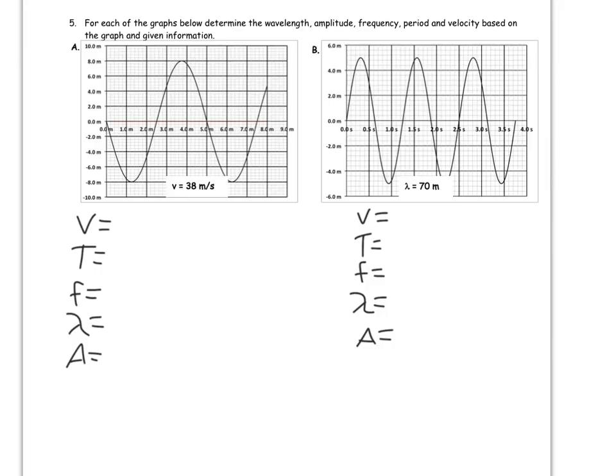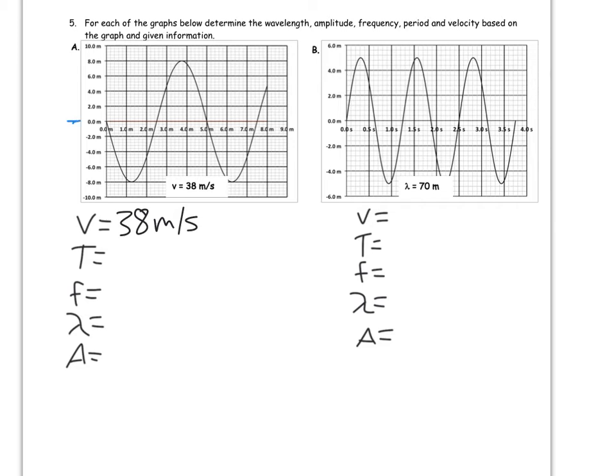All right, for problem 5 here, we have 2 different graphs. In each case, you see we're given one additional piece of information plus the graph, and we want to solve for velocity, period, frequency, wavelength, and amplitude. So starting with graph A here, we're told the velocity is 38 meters per second, so I can sub that in for velocity. I'm then going to read the graph and get some information from the graph itself.